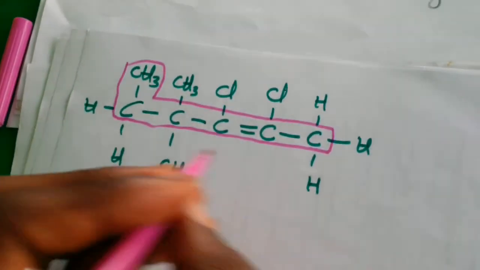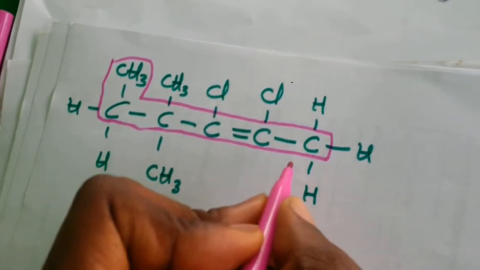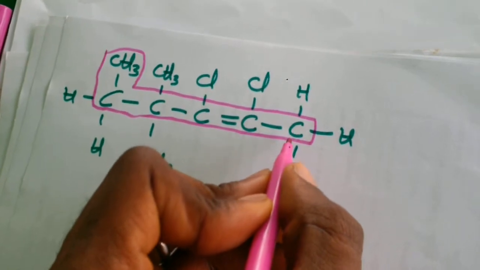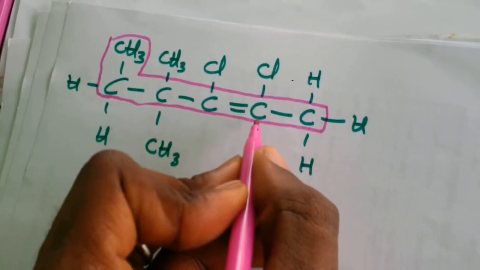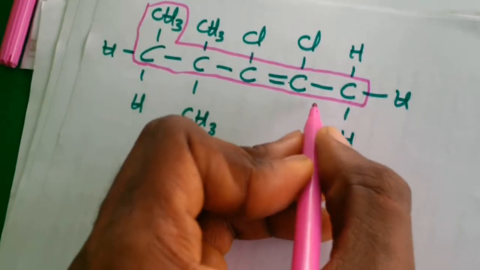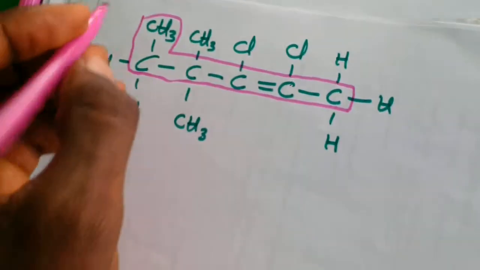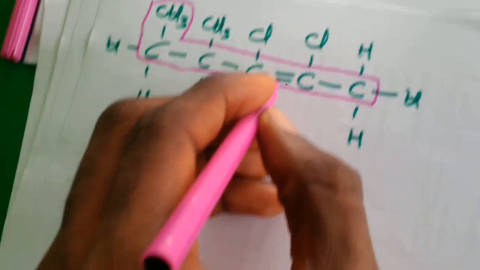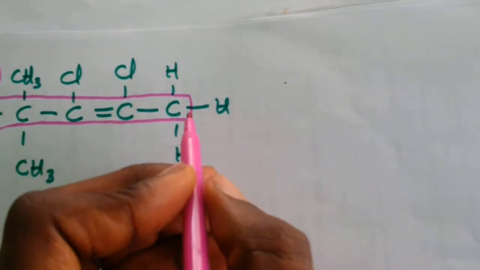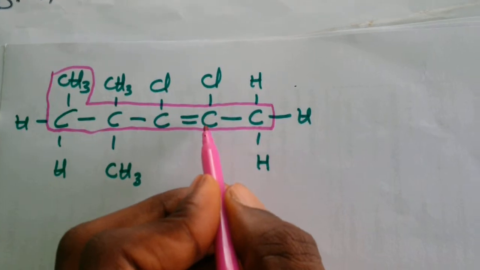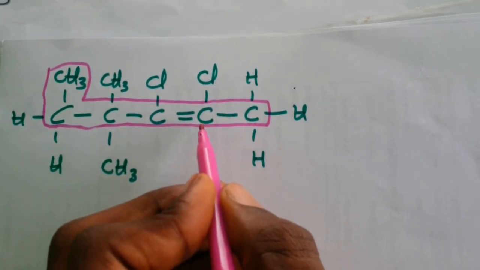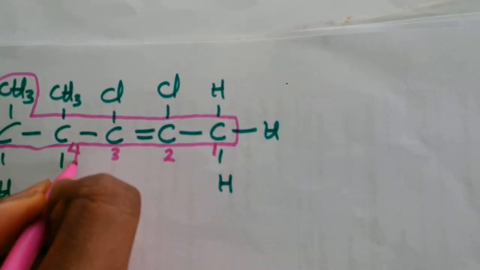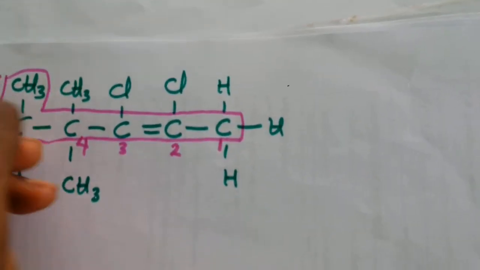We said that whenever we have a double bond, we'll make sure we number close to the double bond to give the lowest number to the double bond. So if we start from here, 1, 2, 3, 4, the double bond will be on 4. But if we start from here, it will be 1, 2. So the double bond will be on 2. So obviously we will start numbering from here. 1, 2, 3, 4, 5, 6.